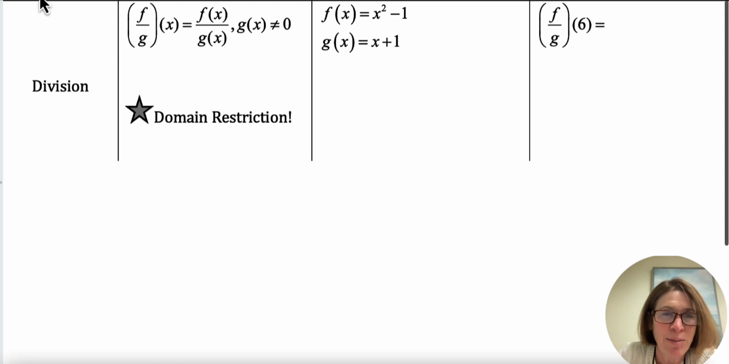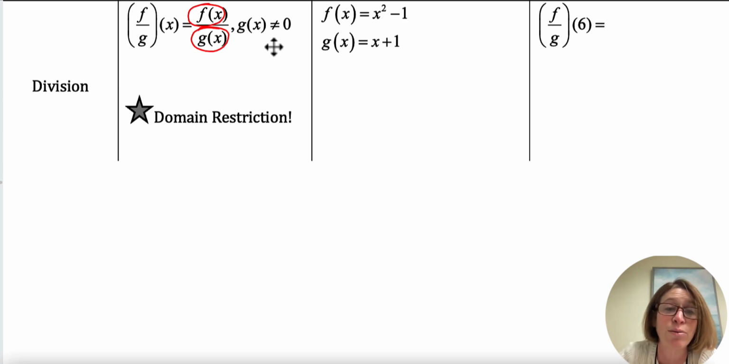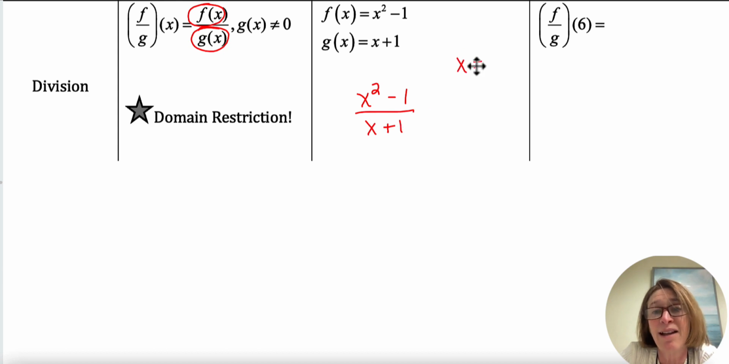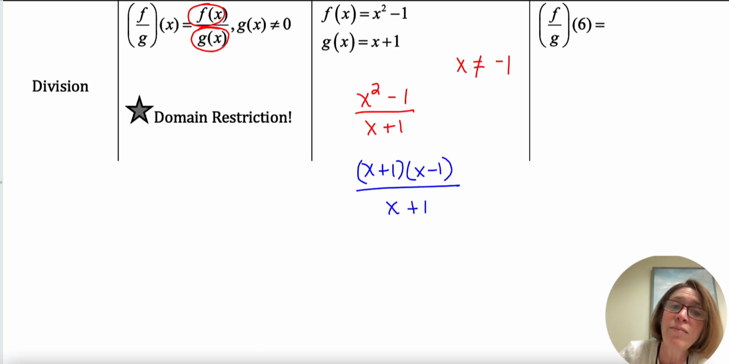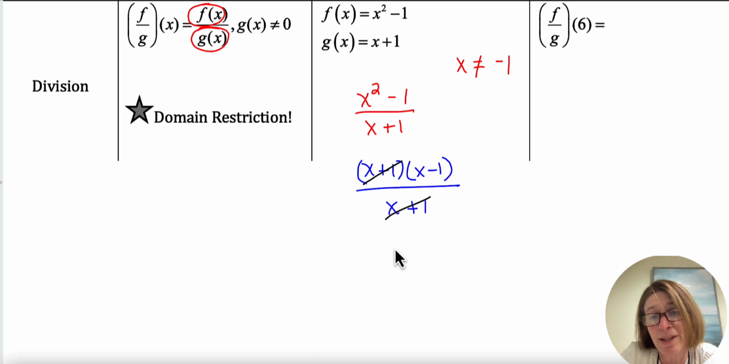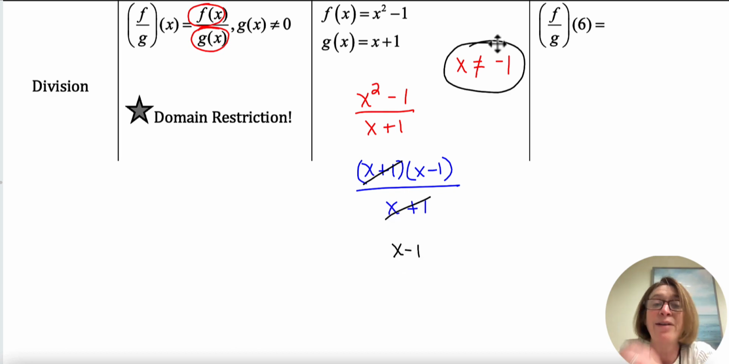All right, the one we really have to be careful of is division. So f divided by g of x means f of x over g of x. So we've got to be really careful because now we know that we could have a restricted value. So if I divide these, I have to realize that x cannot equal negative 1. That doesn't mean this won't simplify, because it will. If I factor the top, it becomes x plus 1, x minus 1, all over x plus 1, and then these cancel. So I'd be left with x minus 1. But this is still a restricted value.